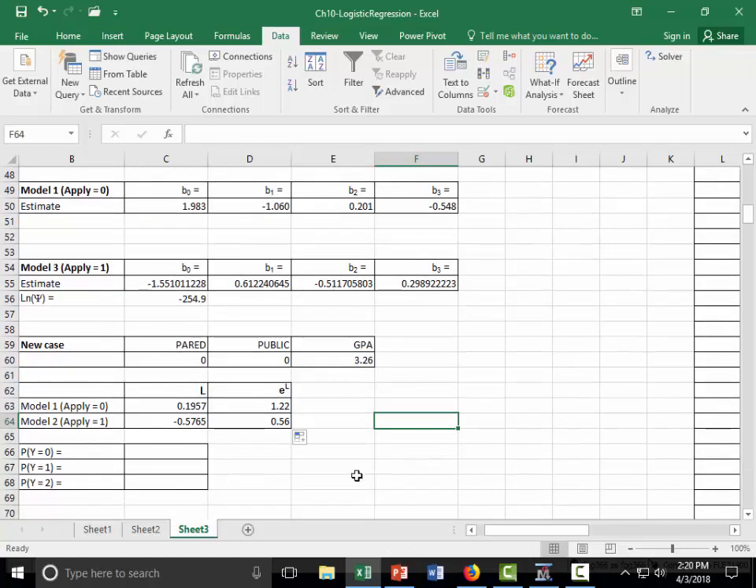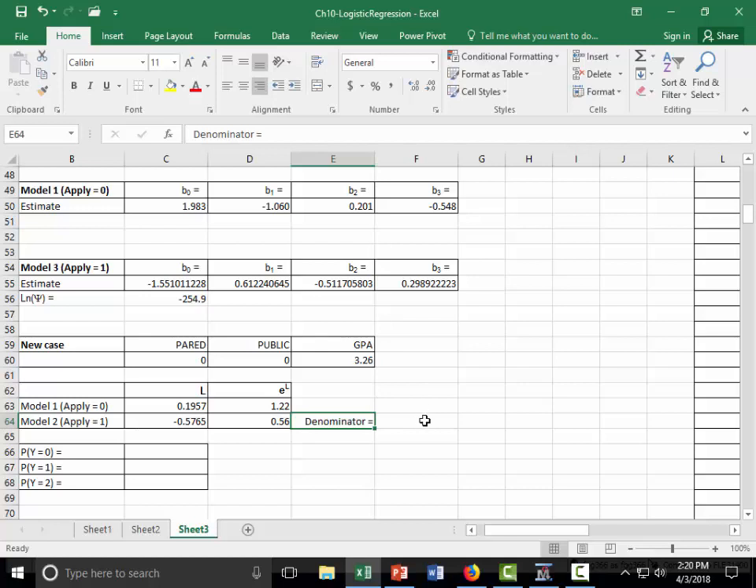Now we need a denominator. So to make it easy, I'll just set up the denominator separately. So the denominator for the probability is 1 plus these two values, and you'll find these computations in page 246. Okay. So then probability of y equal to 0 is e to the L divided by that denominator.